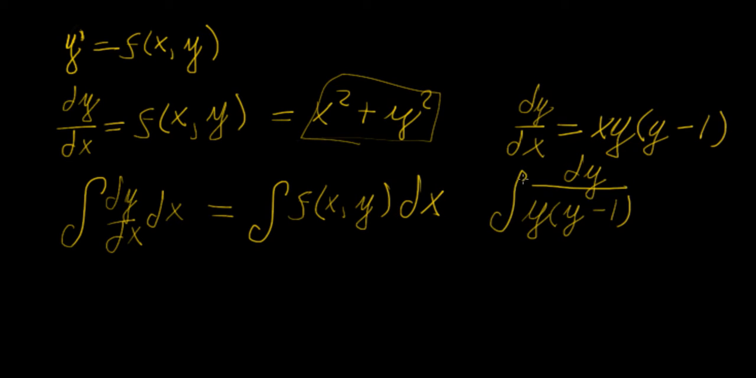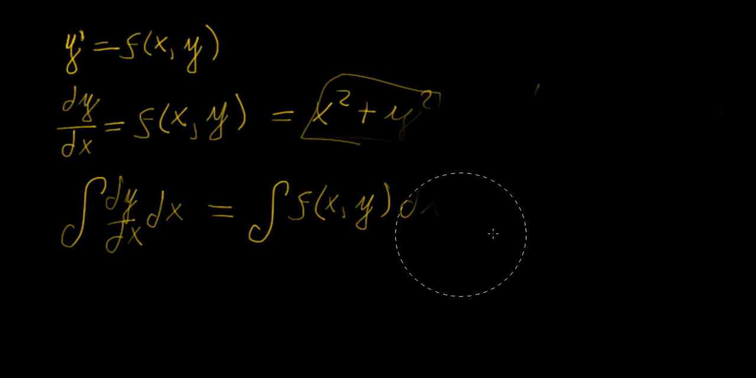I'm just going to write the integral directly like that, and then x dx. So what you're going to be doing here is integrating this function with respect to y, and this function with respect to x. And then once you have that, whatever expression you get here, you're just going to rearrange the terms such that you get an explicit expression for y in terms of x only.